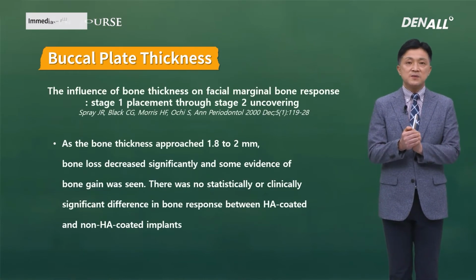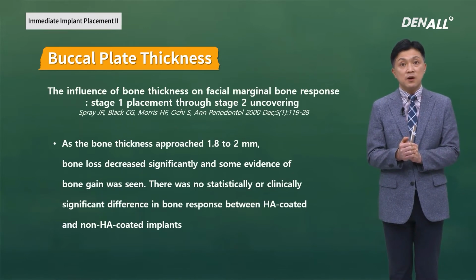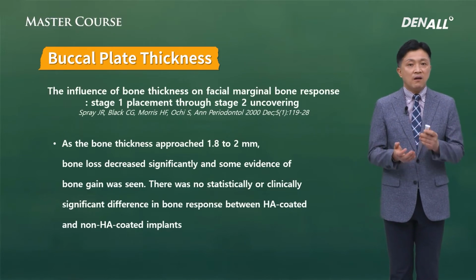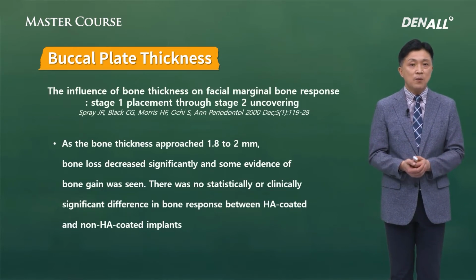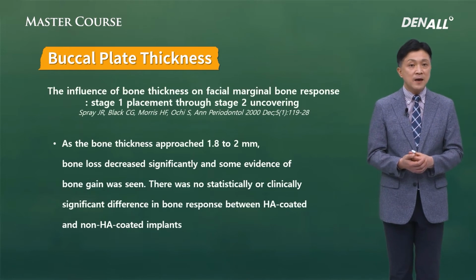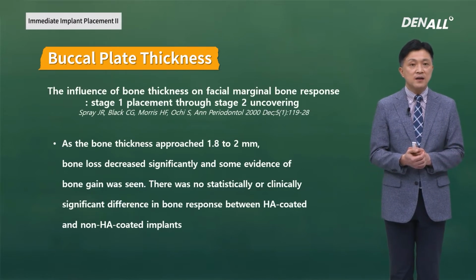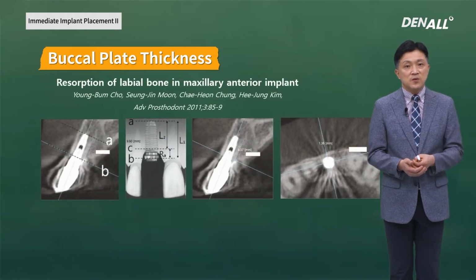Second, as mentioned, if the labial or buccal plate is too thin, you need to do gap management and socket graft is necessary. In that case, how thick should the buccal or labial plate be so that it does not require gap filling and can withstand bone remodeling? If you look at the literature from 2000, the labial plate or buccal plate needs to be at least 1.8 to 2 millimeter to be able to withstand remodeling.